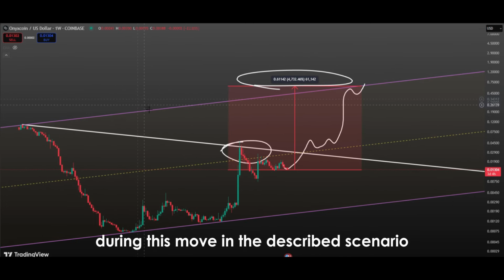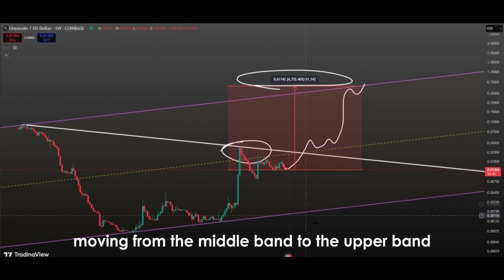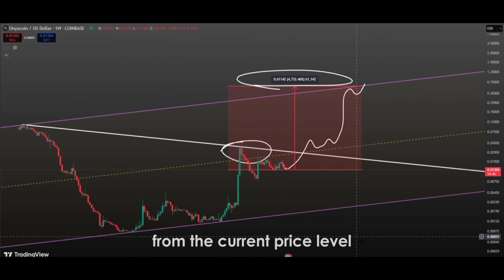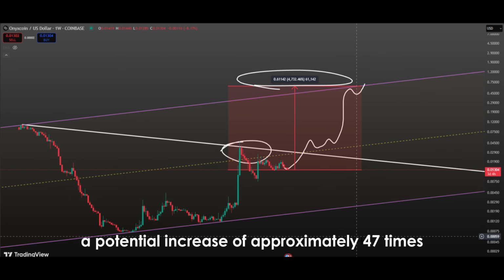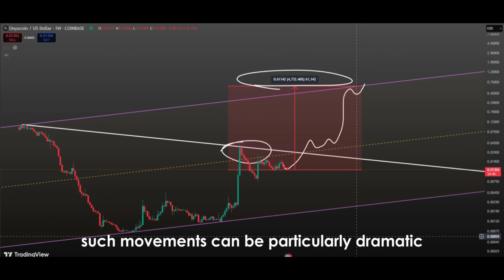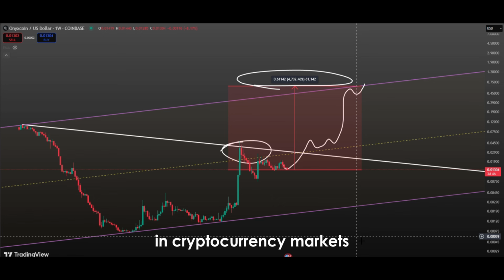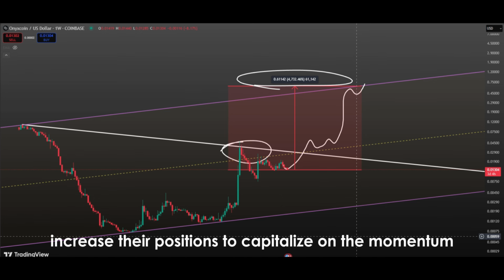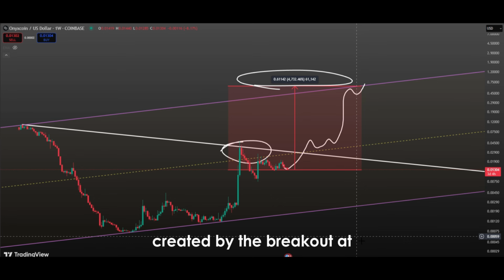In the described scenario, moving from the middle band to the upper band implies reaching the top of the channel from the current price level, indicating a potential increase of approximately 47 times. Such movements can be particularly dramatic in cryptocurrency markets. Breaking the middle band triggers short-term buying waves. Investors increase their positions to capitalize on the momentum created by the breakout.